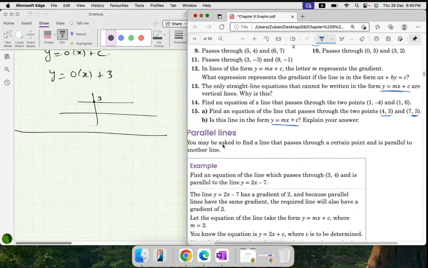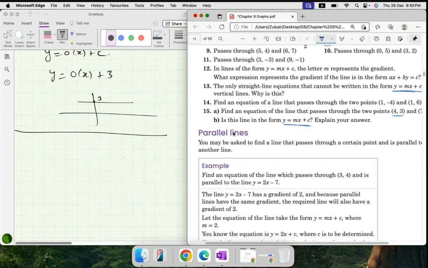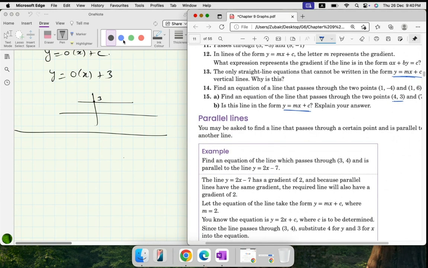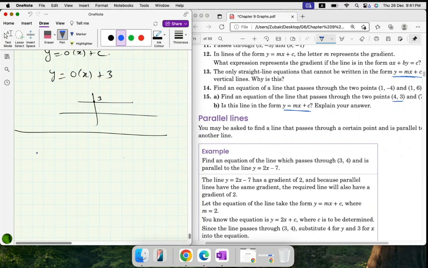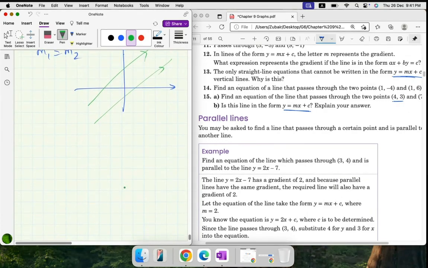Now a slightly different and new concept, parallel lines. In parallel lines, the gradient of the first line is equal to the gradient of the second line. This is the x-axis, this is the y-axis, and parallel lines would look like this. They will have different y-intercepts and the same gradient.